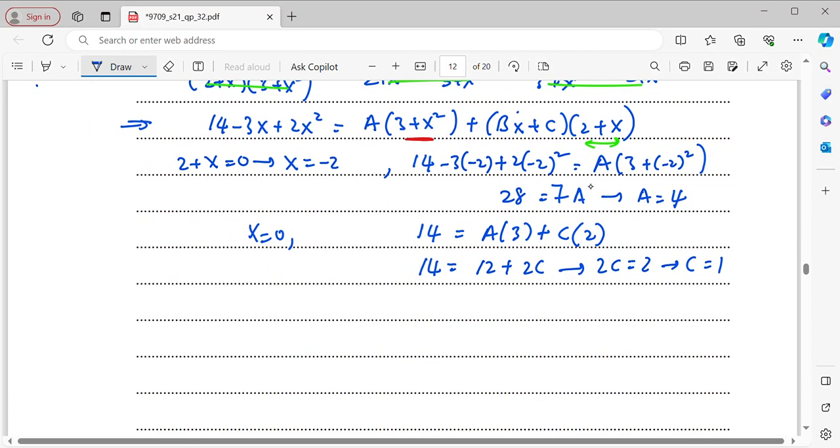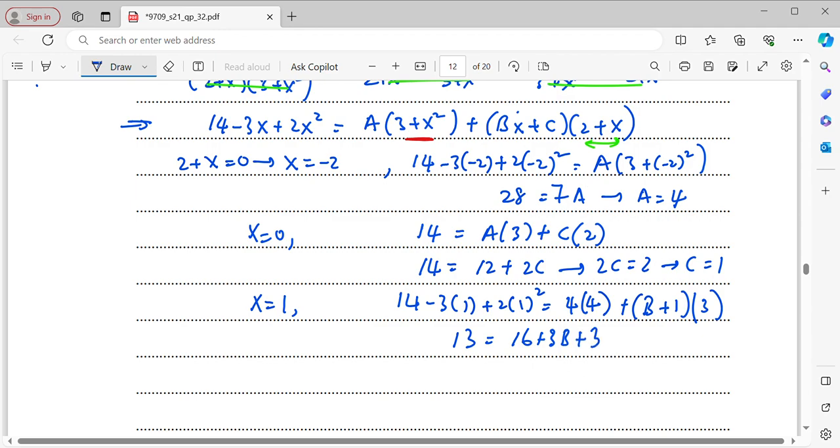And then now, I will let x be 1. So when you let x be 1, 14 minus 3 times 1 plus 2 times 1 squared, it will be a bracket 3 plus 1, 4. So 1 times b is b. Then the c will be replaced by 1. Okay, so from here, my a will be replaced by 4. I will replace directly. Then multiply with 2 plus 1 is 3. So then left hand side is 13. 4 times 4, 16, then plus 3b plus 3. That means 3b is -6. Hence, b is going to be -2.